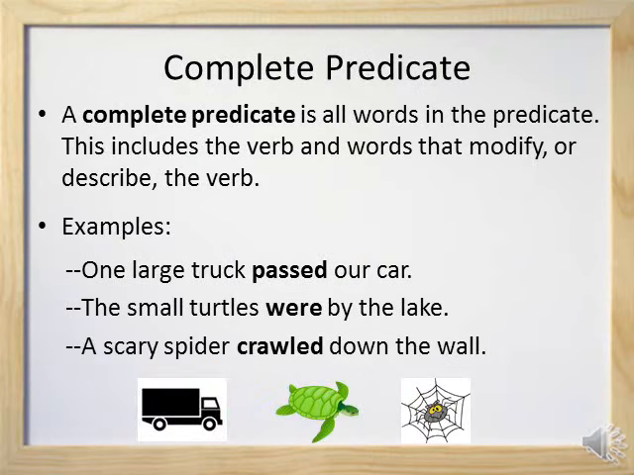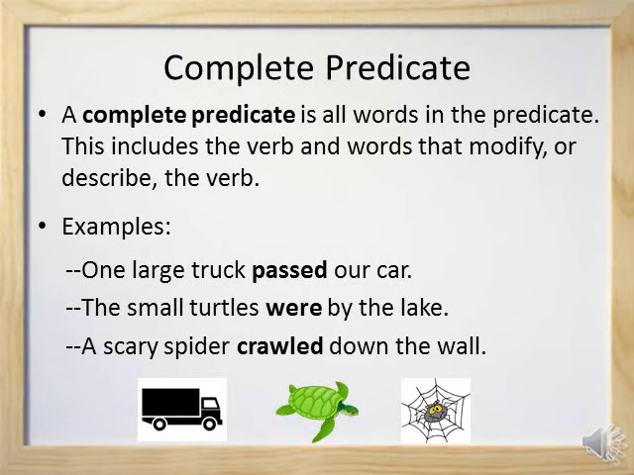Now let's talk about complete predicates. A complete predicate is all the words in the predicate. This includes the verb and words that modify or describe the verb. Let's read the following sentences, and this time, instead of identifying the simple predicate, we will identify the complete predicate.